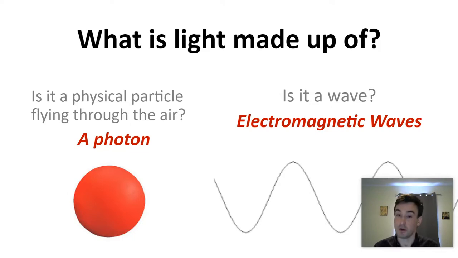So a couple little terms here. When we talk about light as a particle, we talk about it as a photon. And when we talk about it as a wave, we talk about it as an electromagnetic wave. For the sake of this course, we're mostly only looking at light as a wave. So this is where we're going to spend most of our time.